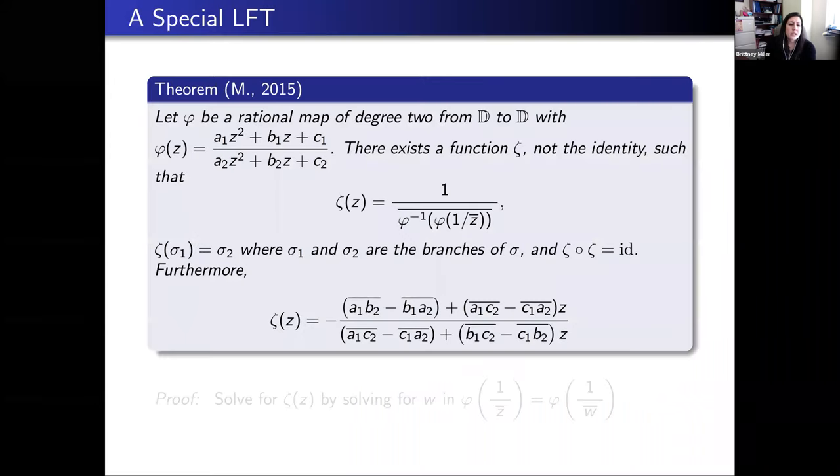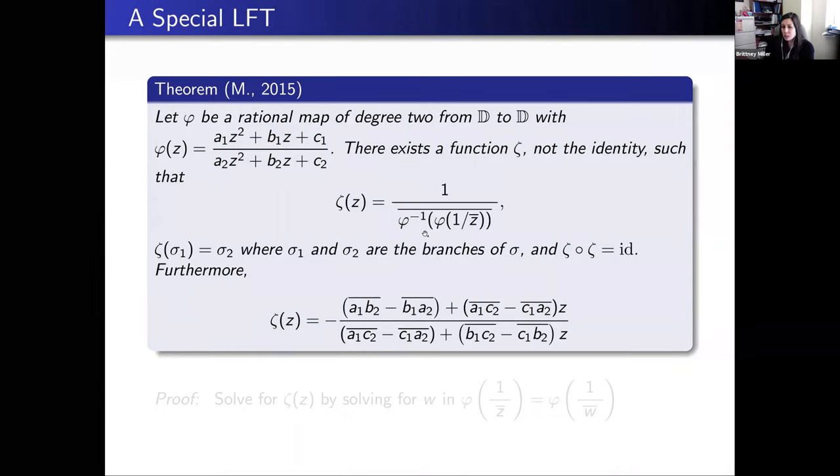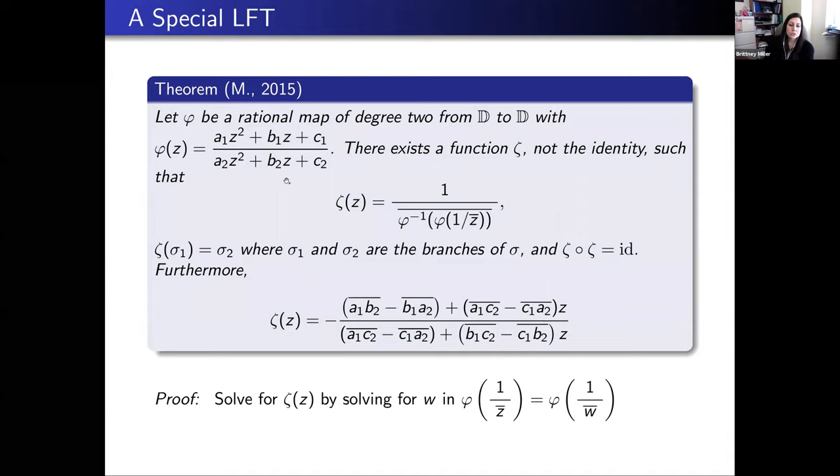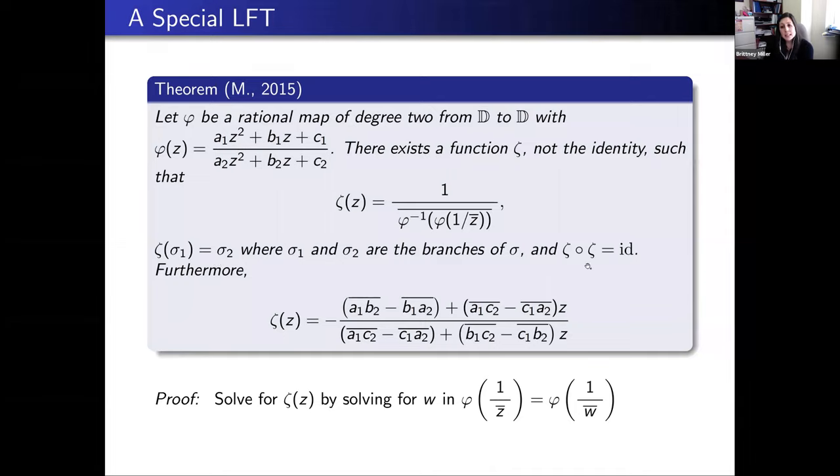And so my work has extended this just a little bit, but only for very particular functions for phi that are degree two and rational. And so we can introduce yet another function. I'm going to call it zeta of z. And again, this looks a little familiar, right? This might look very similar to sigma, but this is phi inverse of phi of 1 over z bar. So sigma in the Hammond, Morehouse, and Robbins theorem didn't have this phi right here. But it turns out that this function zeta, if we have this degree two rational map for our symbol phi, is a linear fractional map that maps the different branches of sigma to the other, or maps them to themselves. And then we can see that this function zeta composed with itself is the identity.